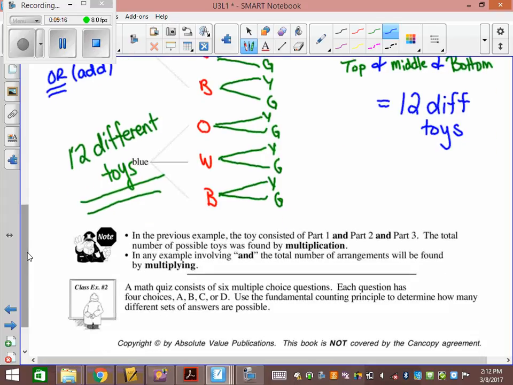So here is a little repeat part, but I find that if you don't write it out yourself up here, no one reads this. But it says here, in the previous example, the toy consisted of a part 1 and a part 2 and a part 3. The total number of possible toys was found by multiplication. In examples involving and, the number of arrangements will be found by multiplying. So if you use the word and, you multiply.